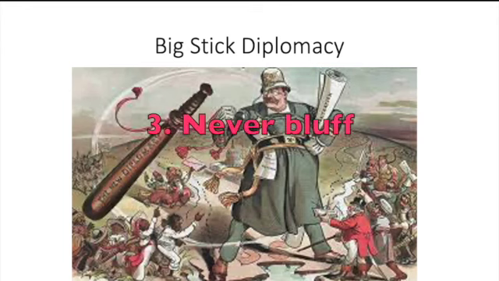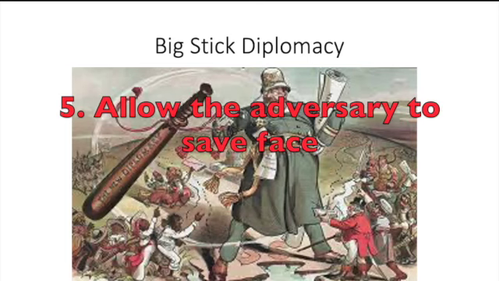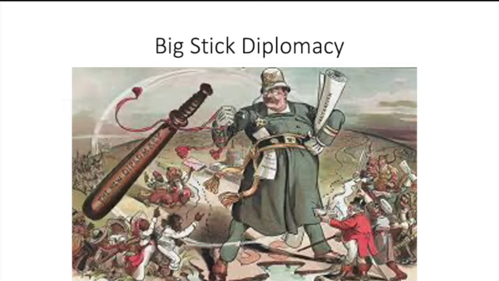Number 3, never bluff. If you say you are going to do something, you must do it, according to Roosevelt's big stick diplomacy. Number 4, to strike only when prepared and to strike very hard when you do. Number 5, and lastly, he believed that the U.S. had to be willing to allow the adversary to save face in defeat and back out if necessary.